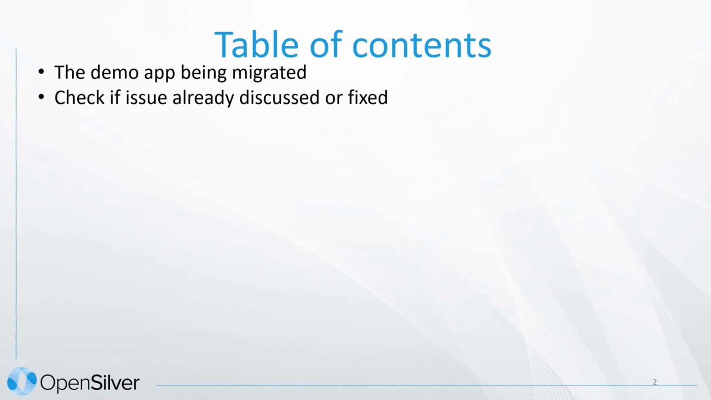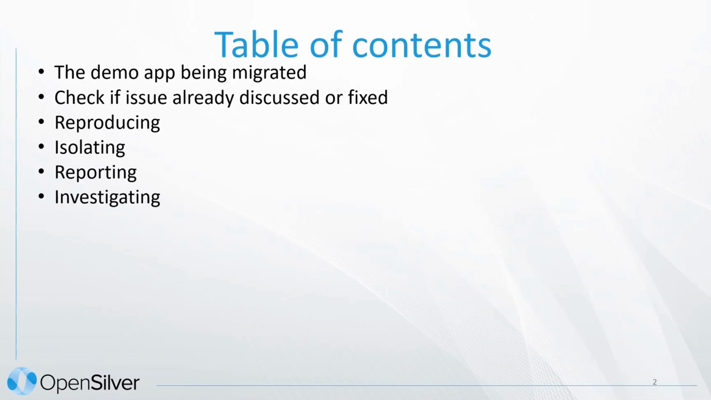Then I will talk about the need to check whether the issue you found has already been discussed or fixed. We're talking about how to reproduce the issue in a separate project, both Silverlight and OpenSilver, about further isolating and reducing the code to create a minimal reproducible example that shows the specific OpenSilver issue. Then reporting the issue on GitHub, investigating the possible cause for the issue.